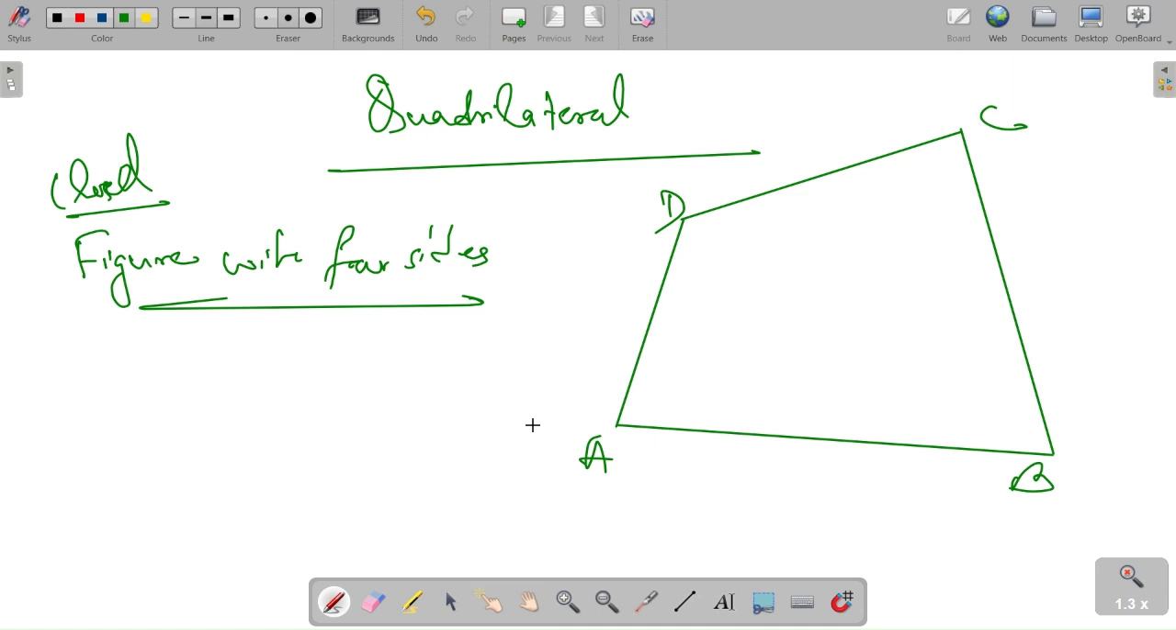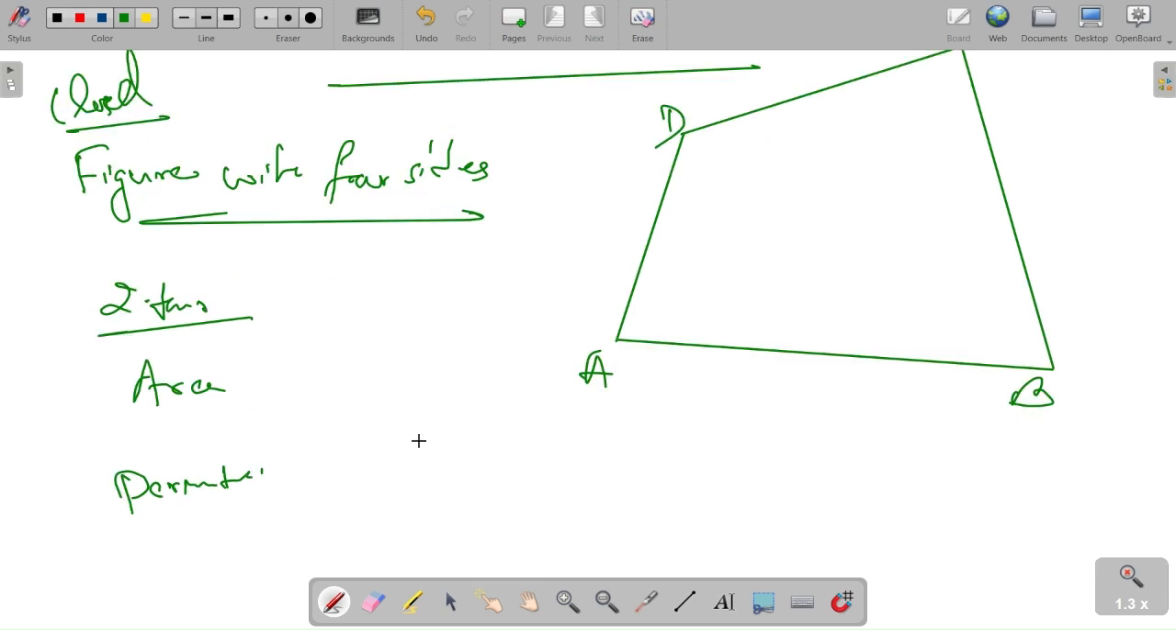We can see that. So what do we need? We need two things. What? Area and perimeter. So naturally, this is not a fixed shape. Because there is no fixed shape, we cannot create a typical formula for this. But still, your perimeter will be the length of AB plus BC plus CD plus DA.